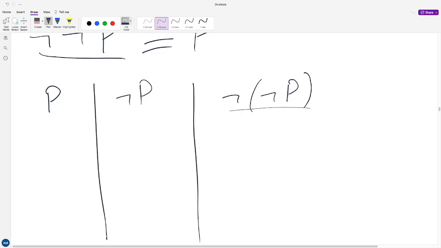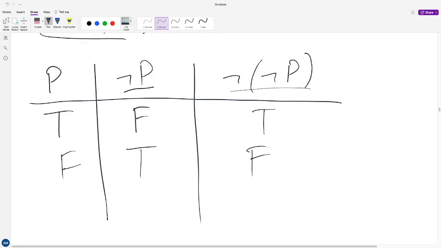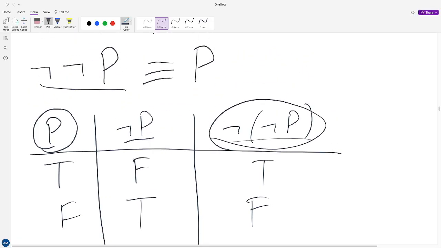Well, see, P can only take on the values true or false. Then not P must be the opposite. So if P is true, then not P is false. Then if P is false, then not P is true. Then we have not not P. So if not P is false, then not not P is true. And if not P is true, then not not P is false. Now we can check that this column and this column have the same truth values. So that shows this logical equivalence right here.